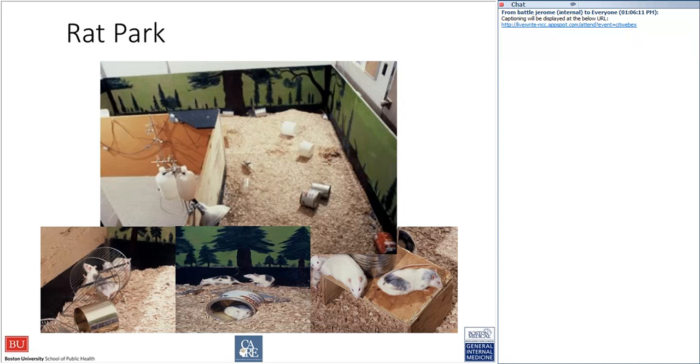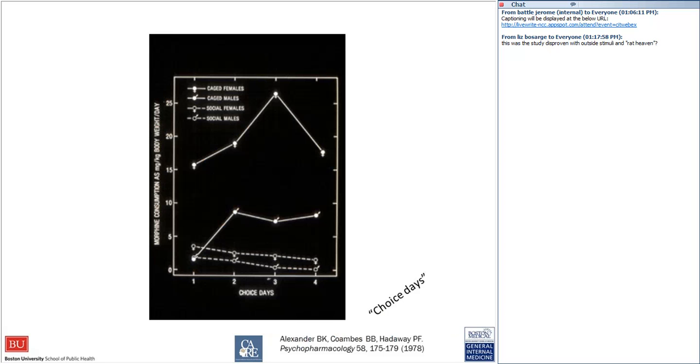So Dr. Alexander decided to design Rat Park, as it later became called, where the rats are with other rats and in a nice social environment, and they have things that look like trees, and they can wander around and play and exercise. And what he did was he compared rats in standard cages to those who lived in Rat Park. And they were all given a choice to consume morphine or not. And the caged rats consumed much more morphine than the Rat Park rats. The caged rats, you can see it's the solid lines on the top. The Rat Park rats are the dashed lines on the bottom. They consumed very little morphine.